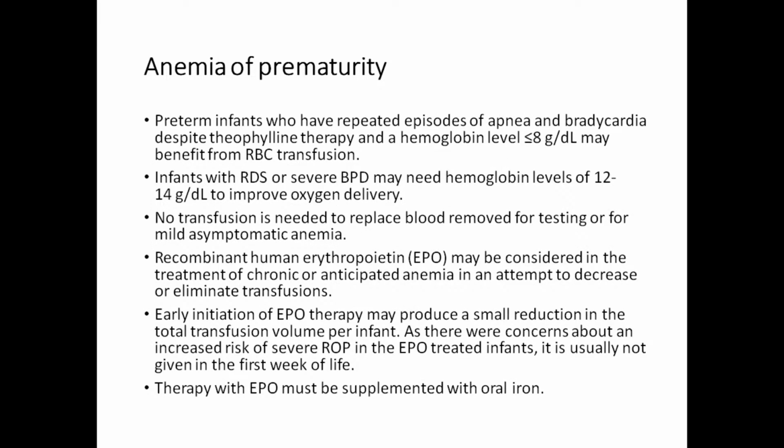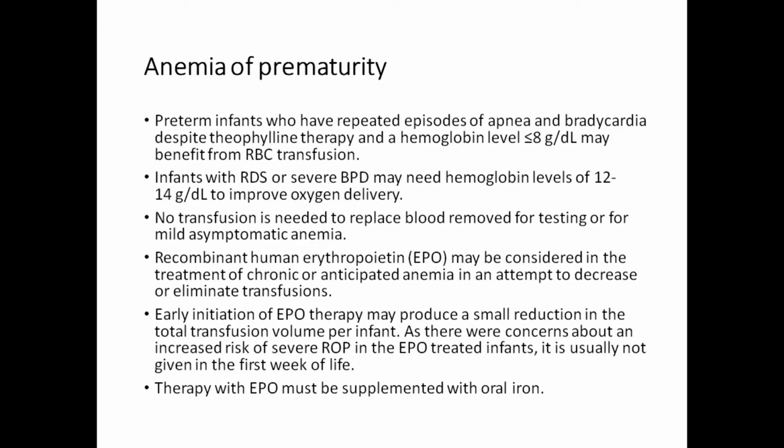Preterm infants who have repeated episodes of apnea and bradycardia despite theophylline therapy and a hemoglobin level less than 8 grams per deciliter may benefit from RBC transfusion. Infants with RDS or severe BPD may need hemoglobin levels of 12-14 grams per deciliter to improve oxygen delivery. No transfusion is needed to replace blood removed for testing or for mild asymptomatic anemia.